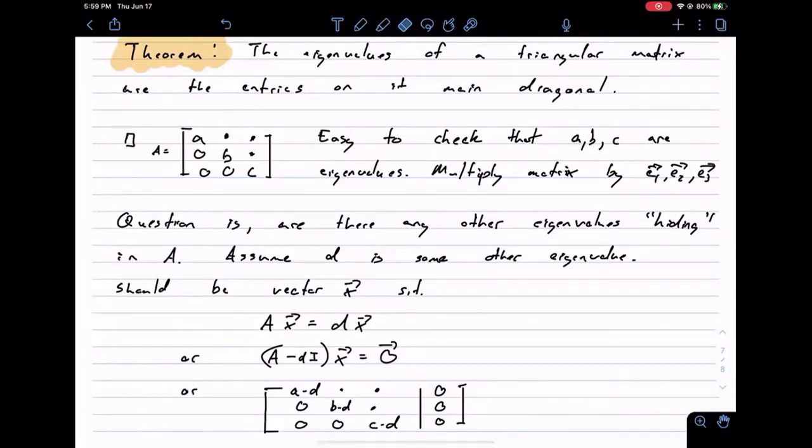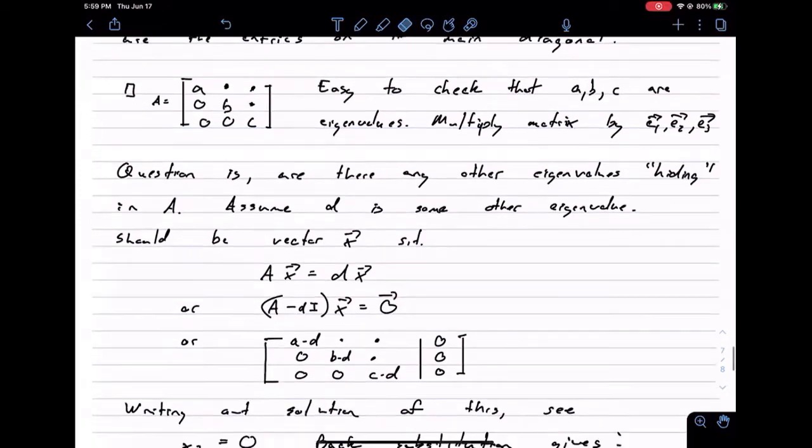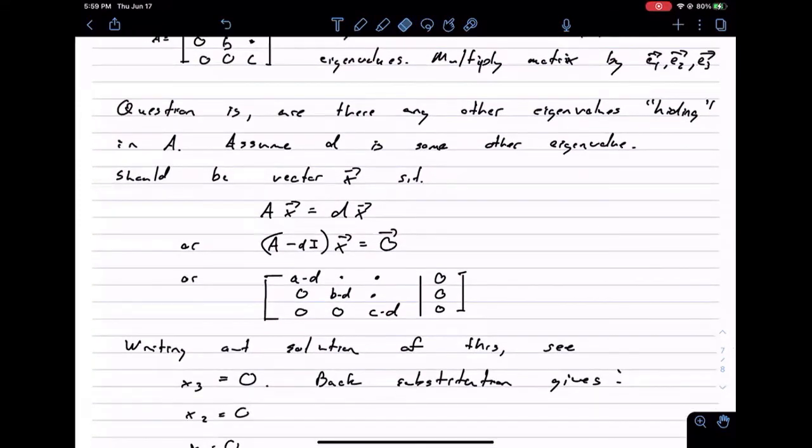The more difficult question is, are there any other eigenvalues hiding in the matrix? Are there any eigenvalues besides A, B, and C? The answer is no. How can we show that? Assume there is some other eigenvalue, D. If D is an eigenvalue, there should be a non-zero vector x such that Ax equals Dx. In other words, A minus D times the identity matrix, times x, should be equal to the zero vector.